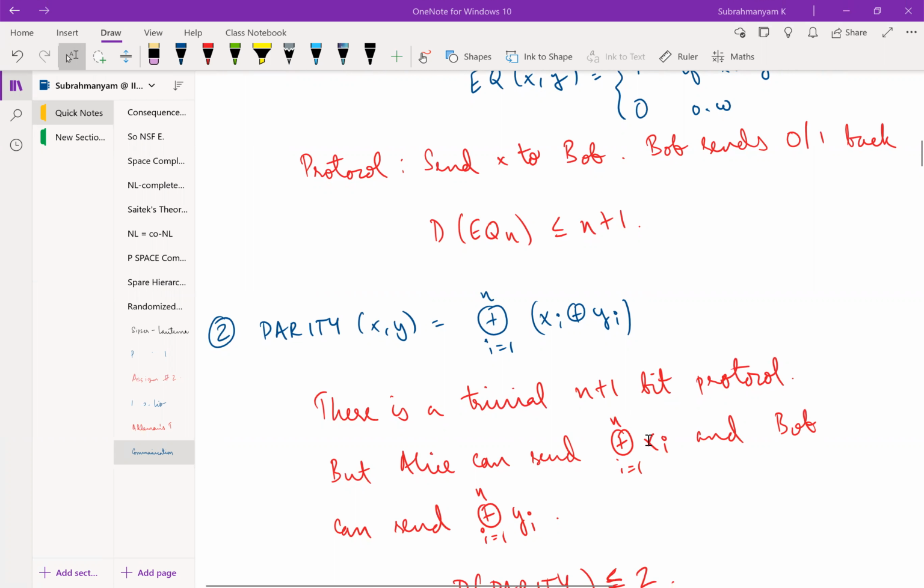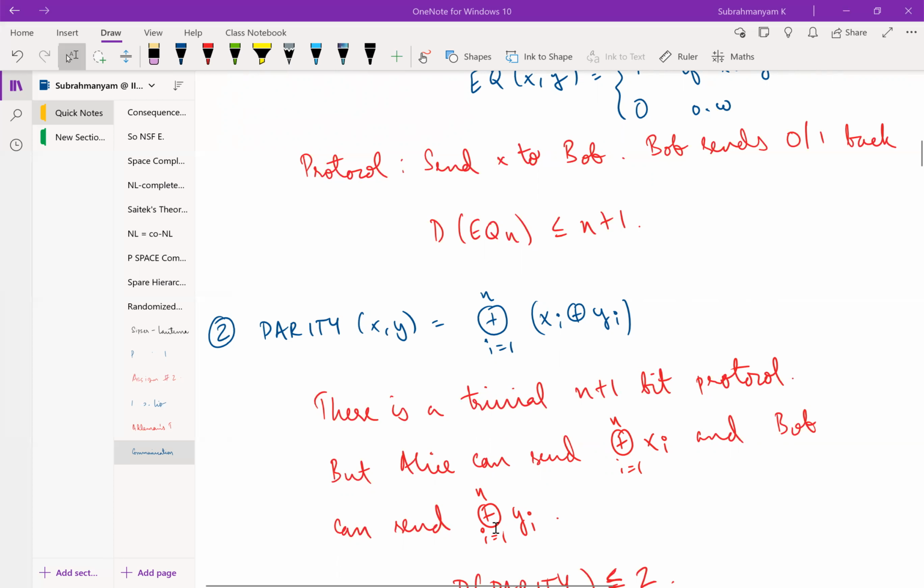Instead, she can send the parity of her bits, whether she has an odd number of ones or an even number of ones. And Bob can also send Alice whether he has an odd number of ones or an even number of ones. So basically each of them is sending one bit to each other, and the parity function is just the XOR of these two put together.